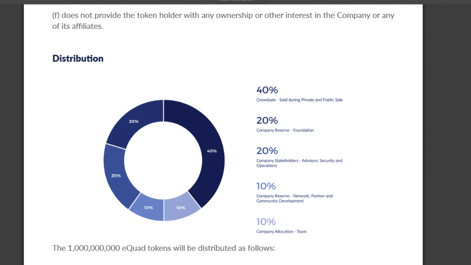This is an easier pill to swallow if you break this out when you answer that question in Telegram. Don't just say 40% is being sold, 60% is being held by the company. Make sure you take time and break that down for them.